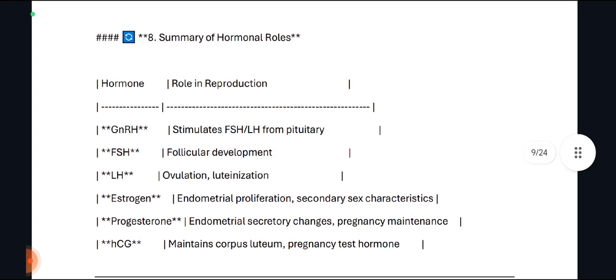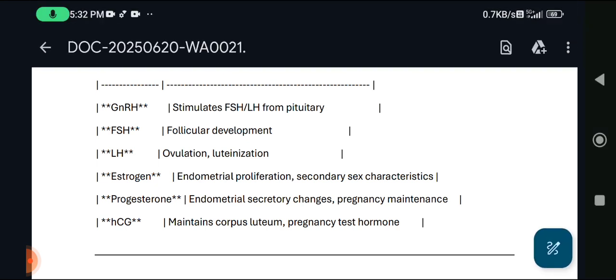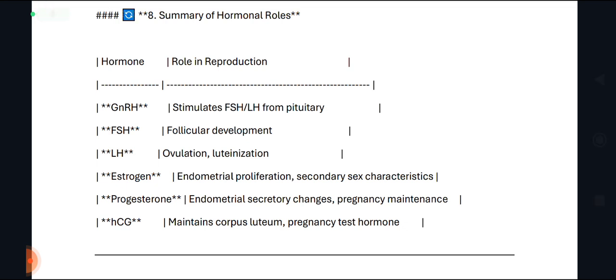Okay, so a basic summary of the hormonal roles. GnRH stimulates FSH and LH release from pituitary. FSH is responsible for follicular development. LH is responsible for ovulation and luteinization.